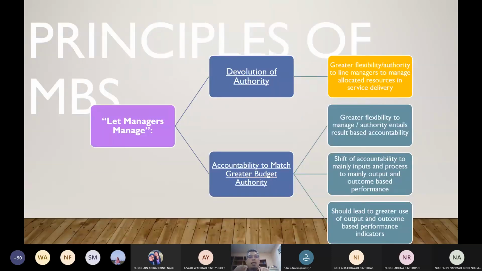Right, if you look at this, the let managers manage principle. Okay, in terms of course, this is an idea to let managers manage, right? In other words, you must remember the rationale behind letting managers manage. One requirement is the managers must be very competent.